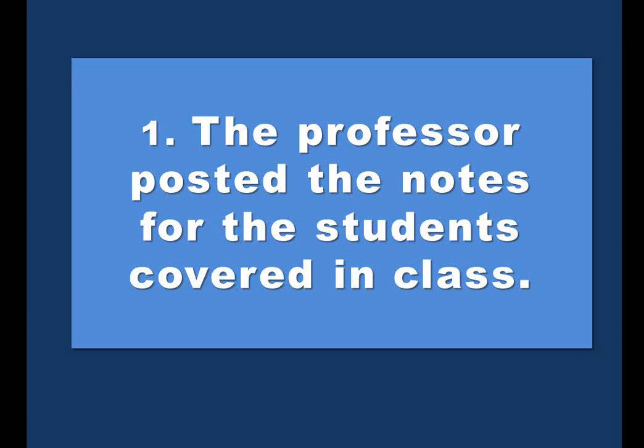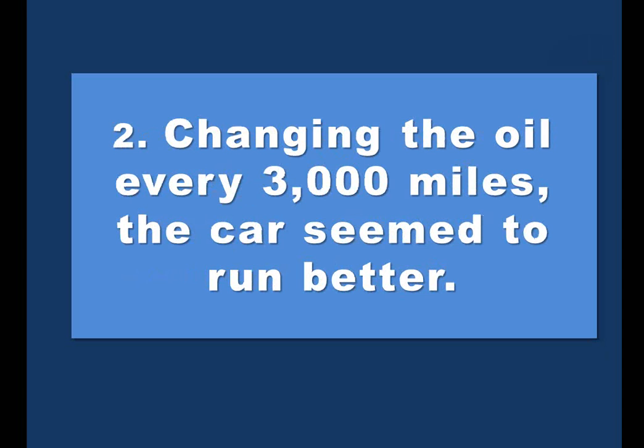The second sentence here. Changing the oil every 3,000 miles, the car seemed to run better. Who's changing the oil? Is it the car? No, it is an individual. It is you, I, or somebody else. So changing the oil cannot modify the car. It is again the same kind of error that we have learnt in detail, dangling modifier. Let us see how to proceed with correcting the sentence.